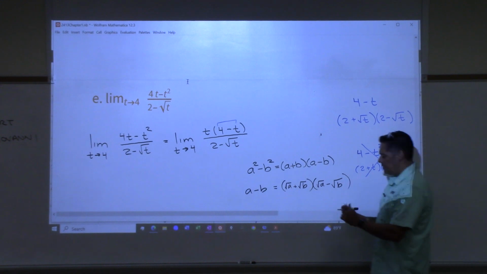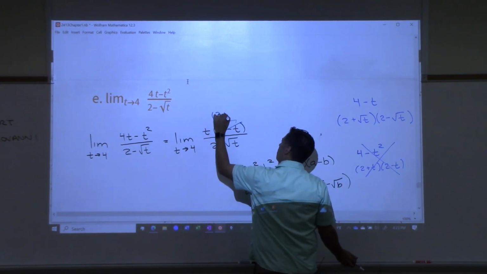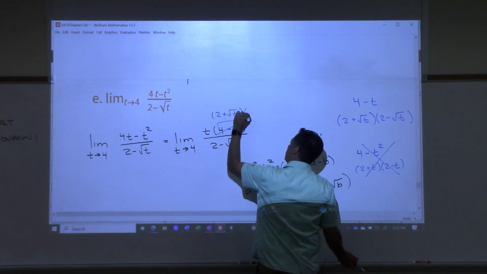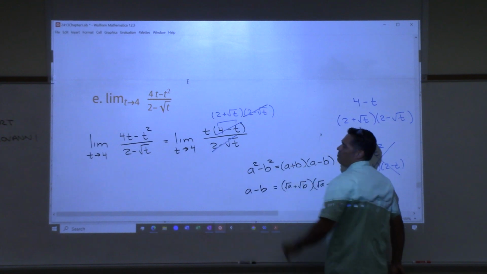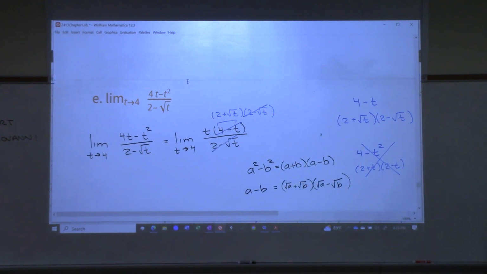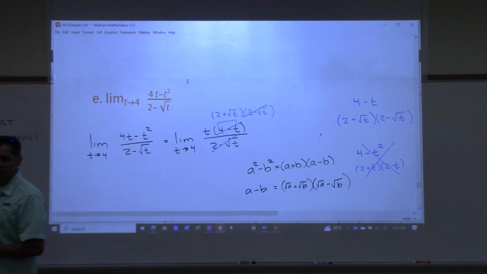If I do that, this in blue becomes 2 plus root t, 2 minus root t, and then it's gone right away. Not obvious, but you see the different path? I think the conjugate is what most students would do.